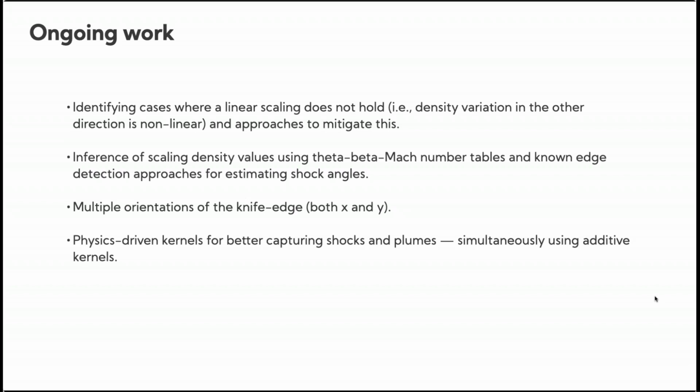And we're looking at cases where we have Schlieren images of the same test section, but under different knife edge orientations. And then finally, looking at different physics-driven kernel approaches that we can use for better capturing some of the shocks and plumes and other physical characteristics that we see in a lot of Schlieren images.